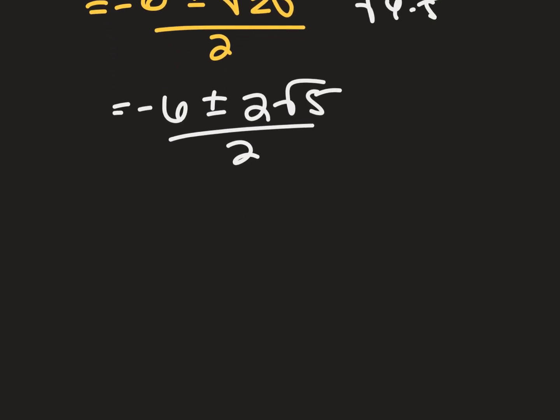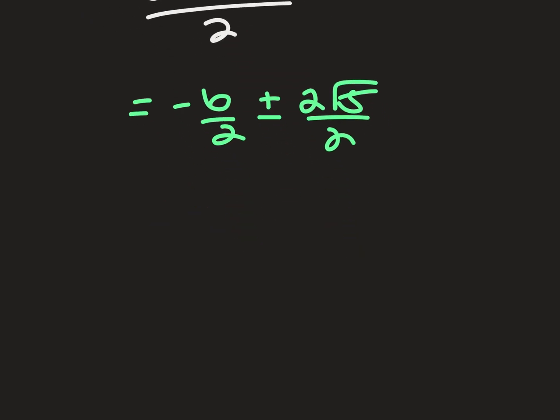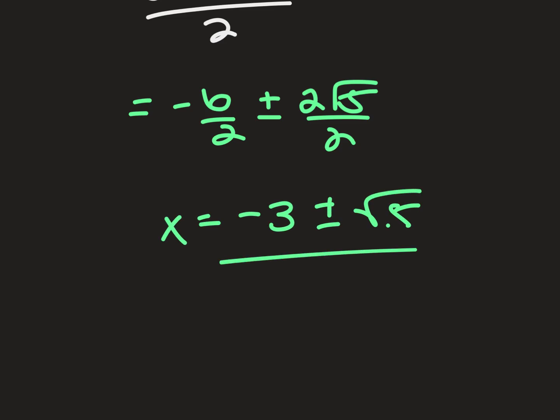And before I answer completely, what shall I do? Pull it apart, break it up. Good. So it's negative 6 over 2 plus or minus 2 root 5 over 2. So what's your final answer? Negative 3 plus or minus the square root of 5. Great.